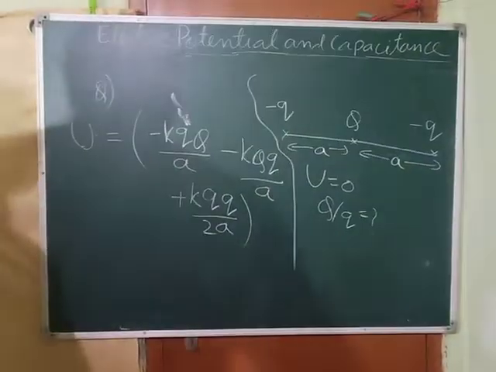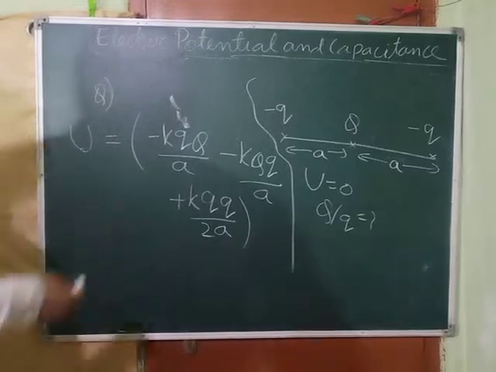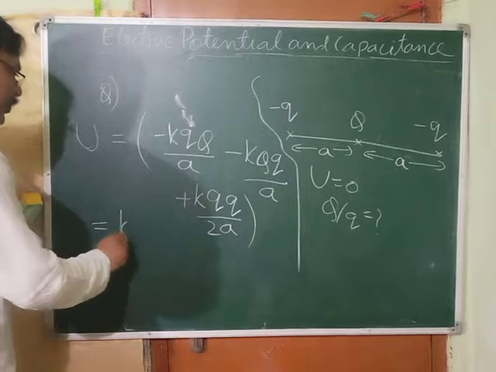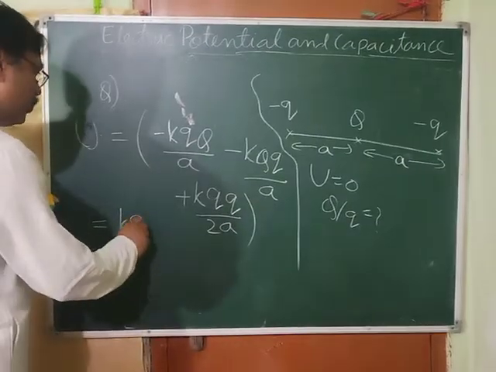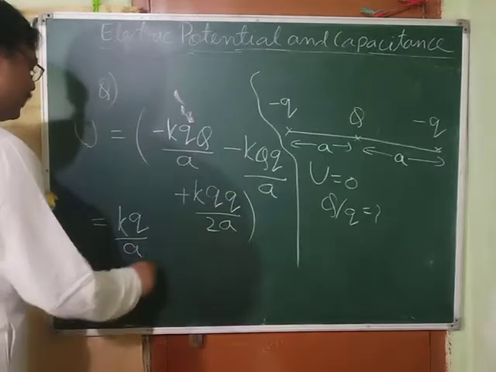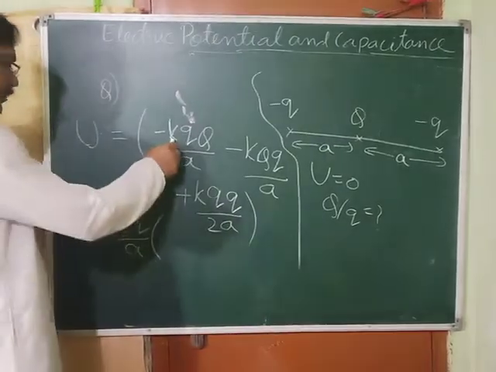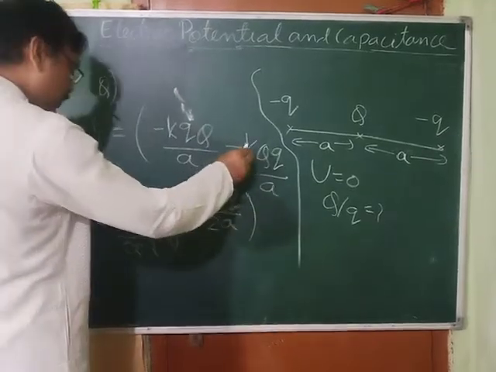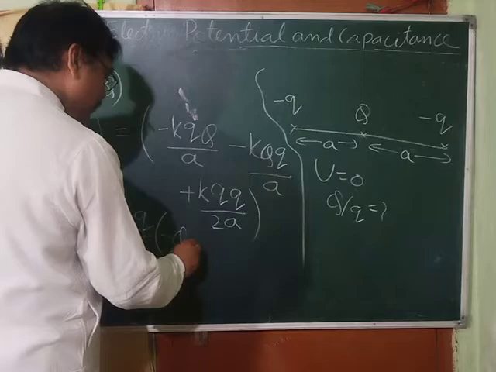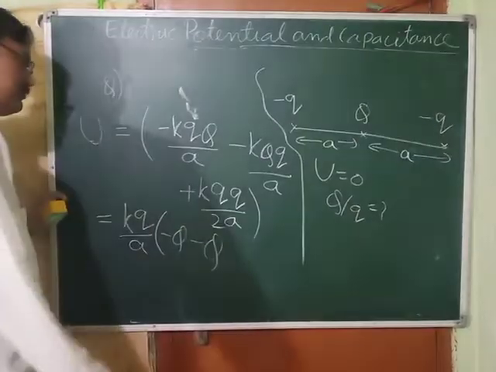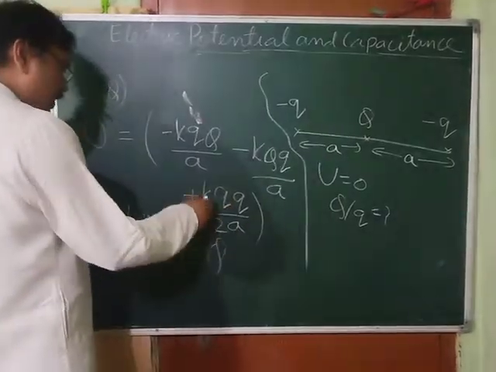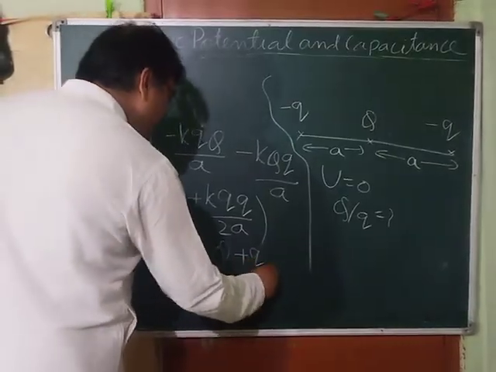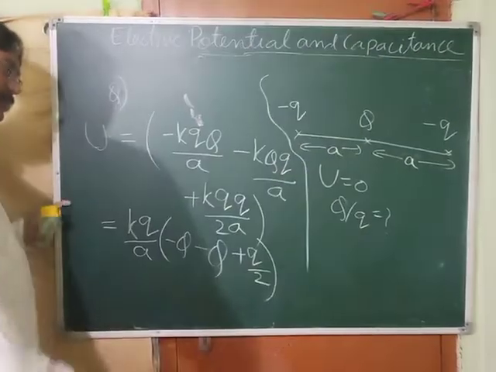Now, what can we take common? We can take common K, small q, and small a. What is left in the bracket? K, q, a we have taken, so minus capital Q. Here, K, q, a we have taken, minus Q. And here, K, q, a we have taken, so we have plus Q by 2. Is it okay?